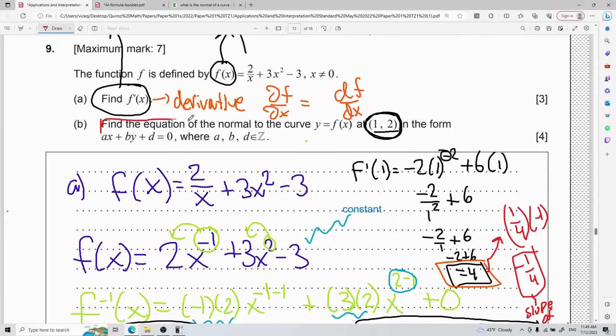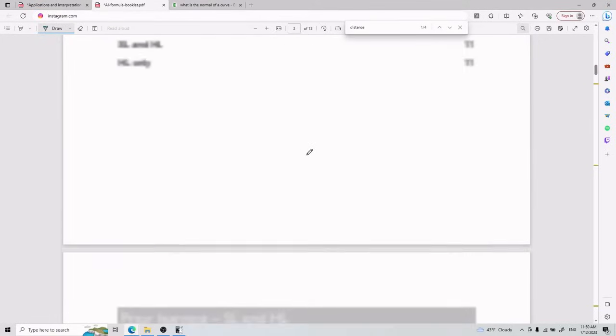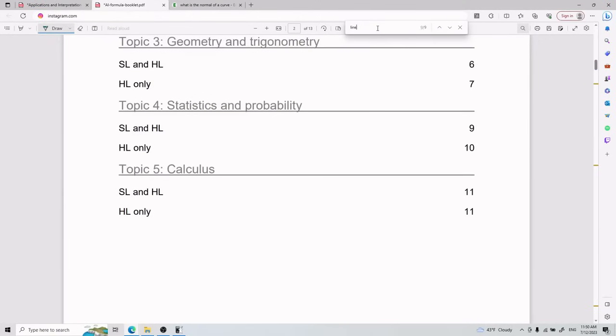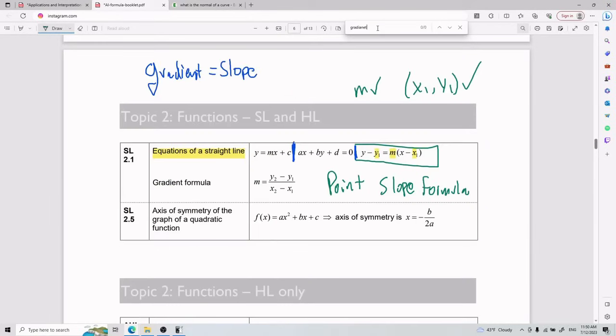I need to find the equation of the normal. To find the equation of a normal, there's a couple of ways to create it. I'm going to go ahead and go to create. There. To find the equation of a straight line, I have 3 options. I have y equals mx plus c, ax plus by, whatever. I have 3 options. The one that I suggest the most is the last one. It is called the point slope formula.